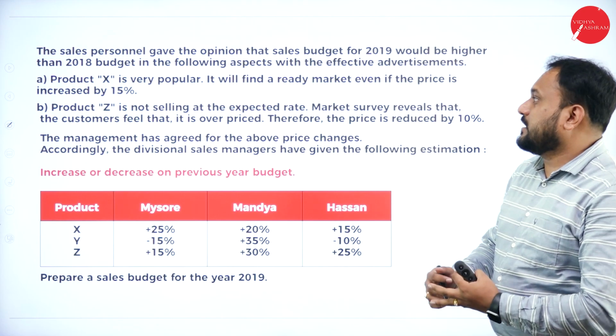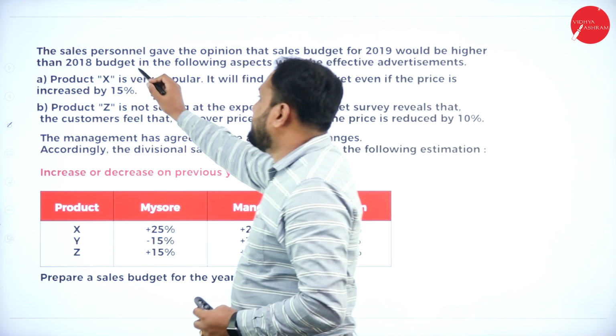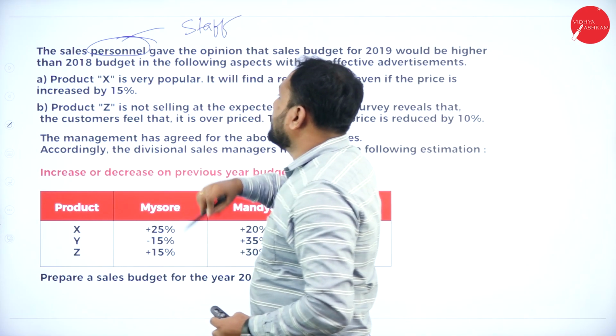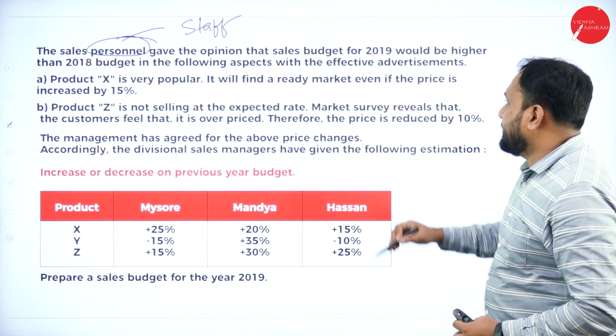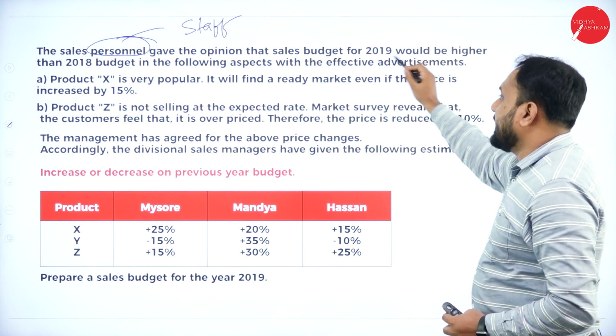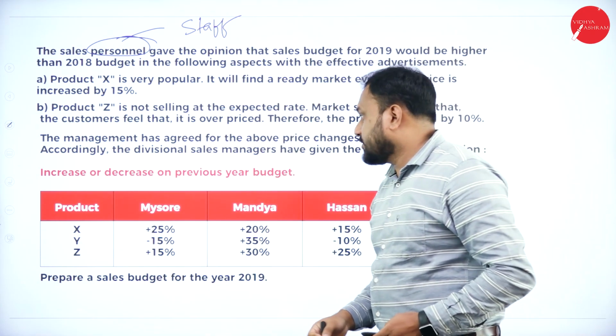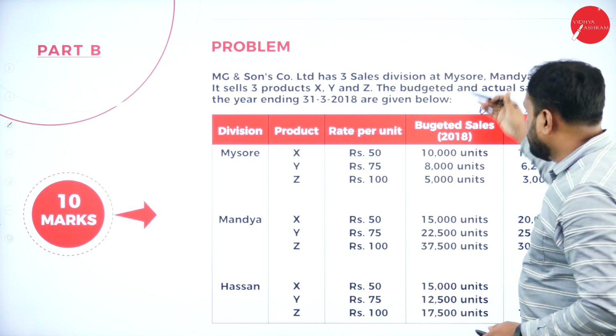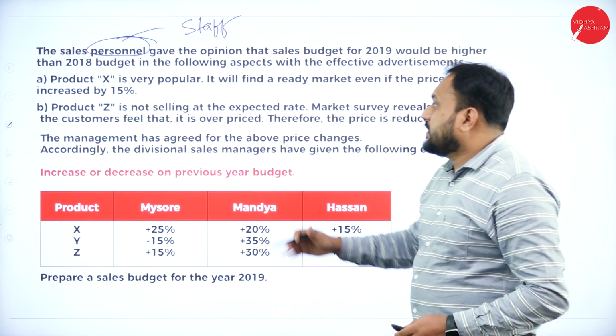The sales personnel, whenever you get this word sales personnel, personnel means staff, gave the opinion that sales budget for 2019 would be higher than 2018. So here 2018 is this, 2019 will be higher from 2018.